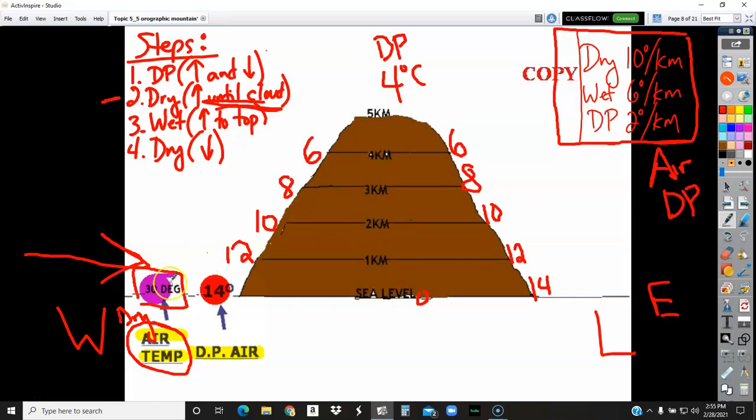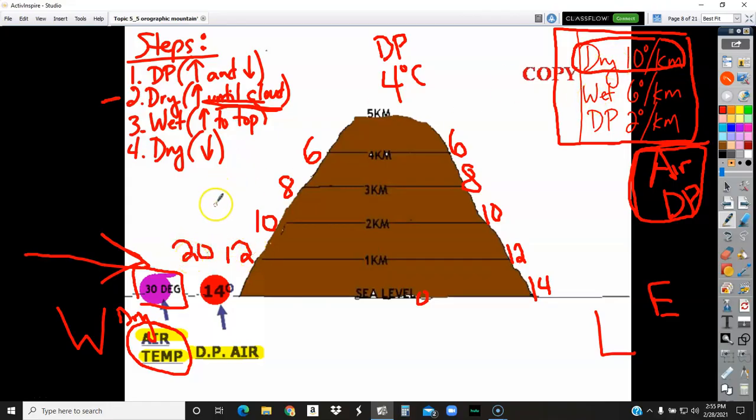So I got a 30-degree air temp here, and I'm looking at the dry rate. So I'm going to use this number way up here, 10 degrees per kilometer. I'm going to go up the mountain. I'm going to subtract 10 until I see an equal here. These two numbers, the air and the dew, are equal. So if this is 30, 30 minus 10 is 20. Then I ask myself, okay, is 20 equal to 12? Nope. Keep going. Subtract another 10.